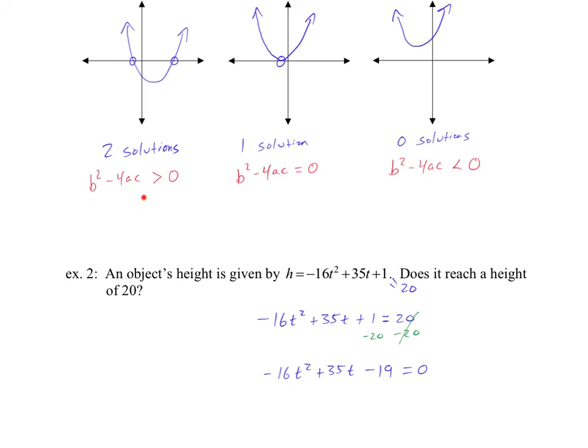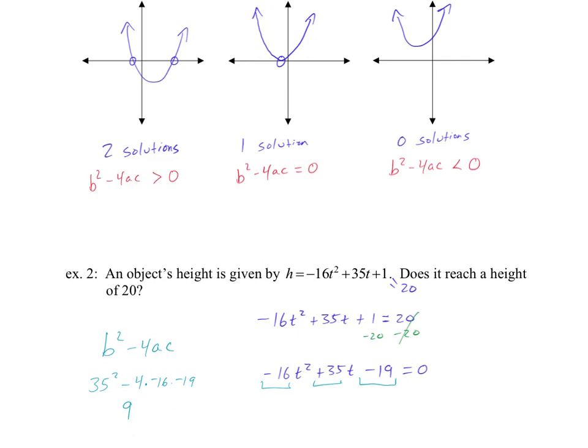All we need to do is do the discriminant and figure out which one of these 3 cases we are in. So if we say b squared minus 4ac, b is going to be the t to the first coefficient. So that's going to be my 35, so 35 squared, minus 4 times a, what's in front of the variable squared, so 4 times a negative 16, and then times c, which is a negative 19. If I plug all those into my calculator, I end up getting a 9.